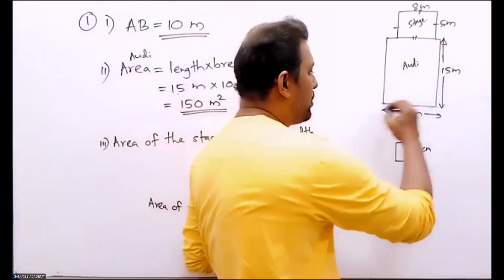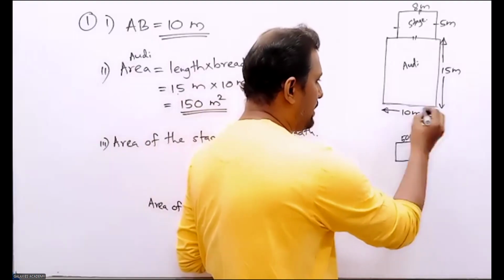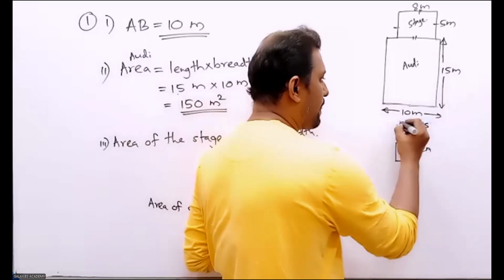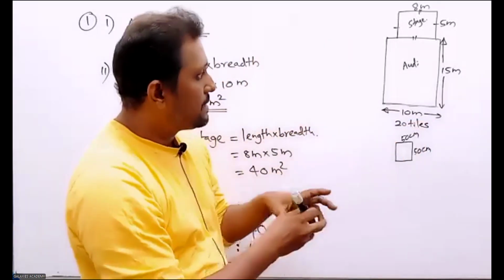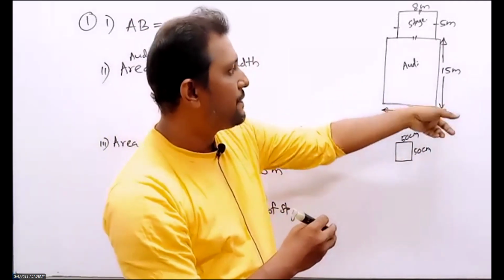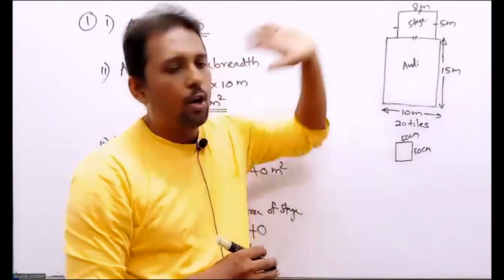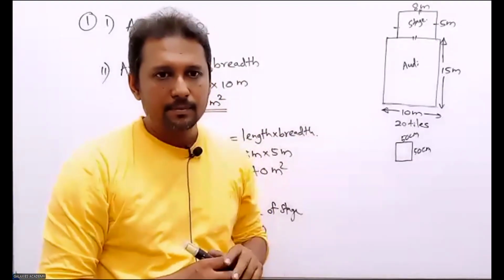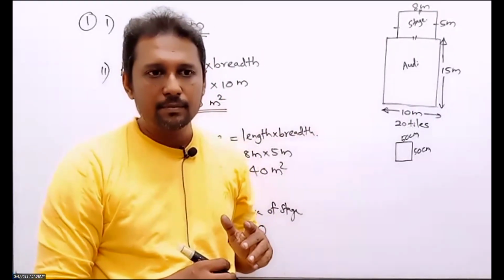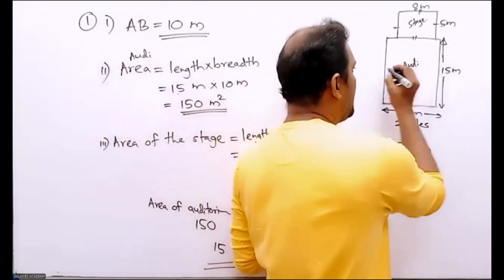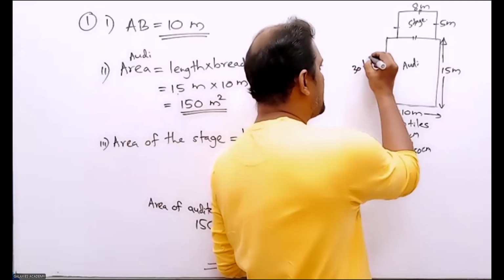So this side needs 20 tiles, right? This side needed 20 tiles. Then look at this side. The length is 15 meters. To cover this length, how many tiles are needed? There are 30 tiles, no? 30, right? To cover this side needed 30 tiles.